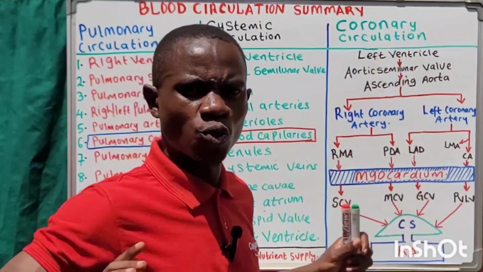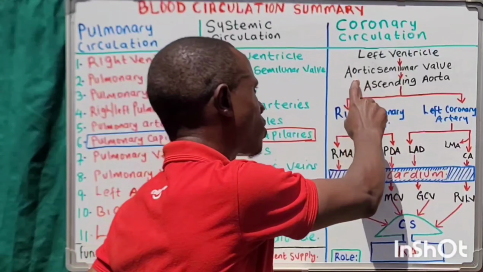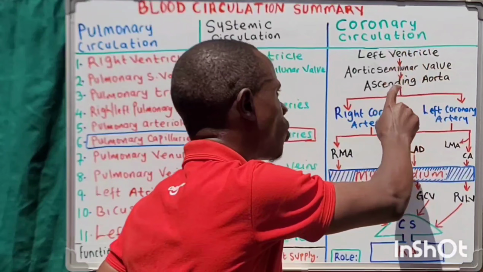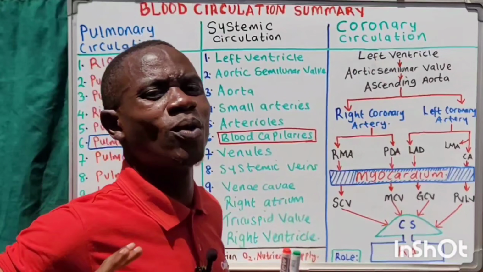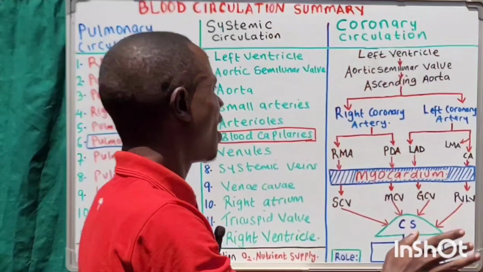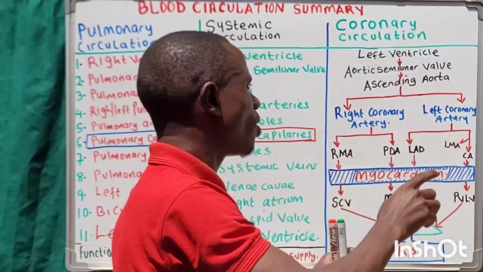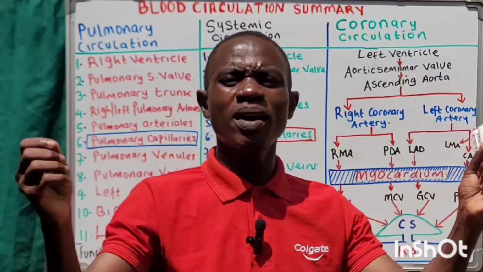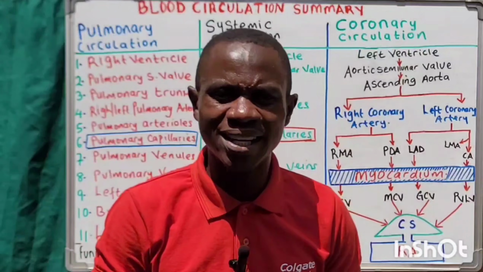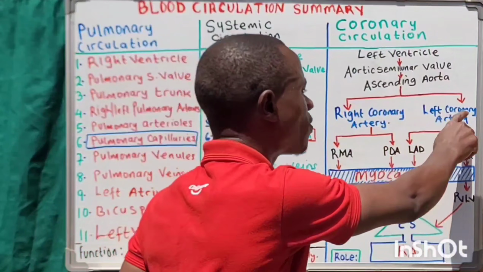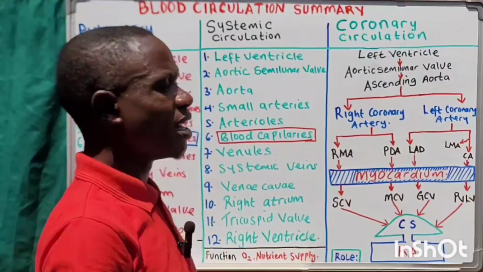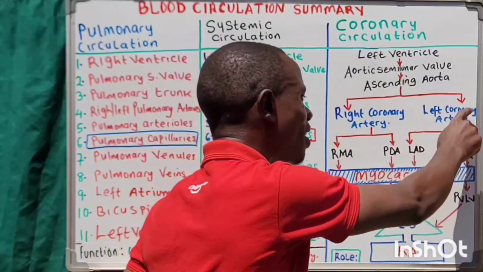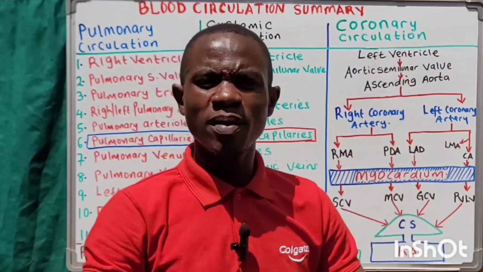When the left ventricle contracts, it will push this blood past what we call the aortic semilunar valve into what we call the aorta. This aorta we are referring to is the ascending aorta. From the ascending aorta, we are going to have two main branches, the coronary arteries: the left coronary artery and the right coronary artery.